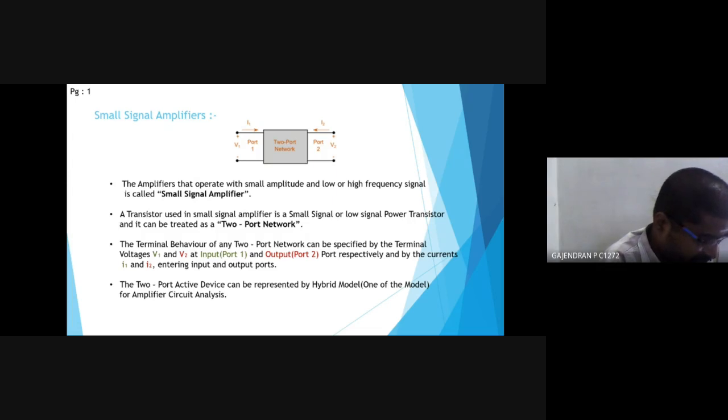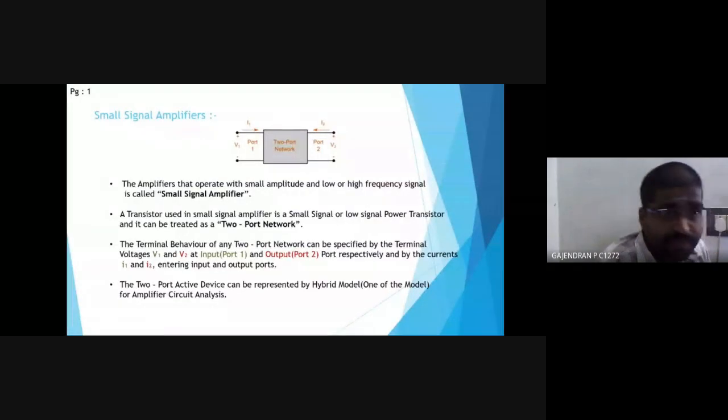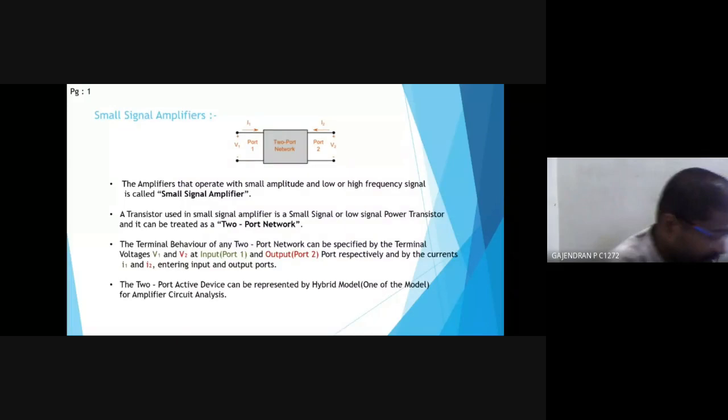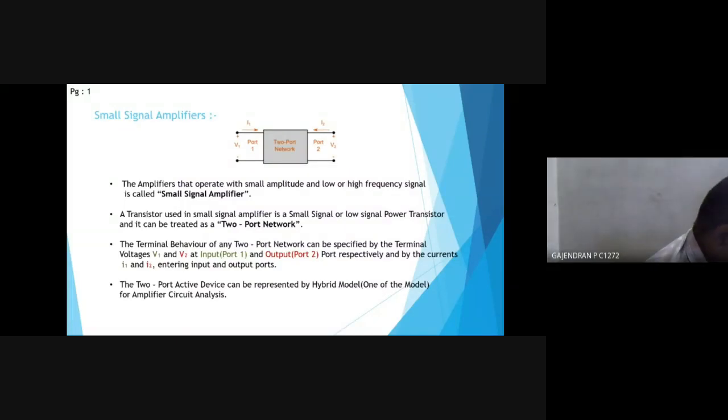And we use transistor for this because we know transistor can act as an amplifier in active region. In amplifiers, we have two types. The first type is small signal amplifier, and the second is large signal amplifier, or it is called power signal amplifier.